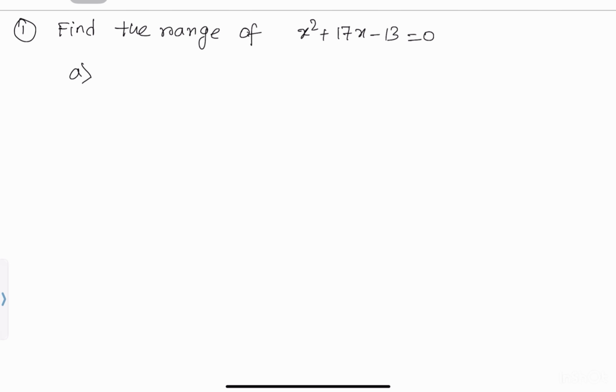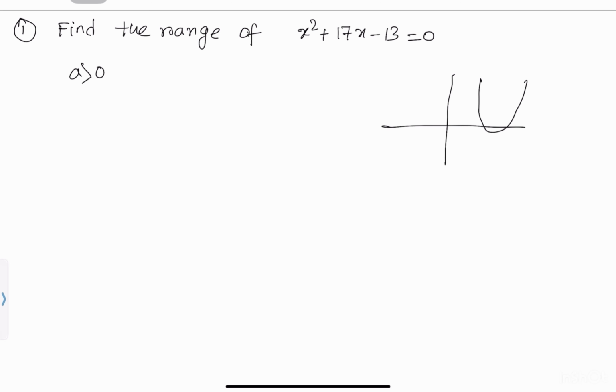Okay, first question: find the range of the quadratic equation. The quadratic equation is x square plus 17x minus 13. First, tell me one thing: is this graph concave upward or downward? Is a positive or negative? Positive. That means the graph should always look like this one.